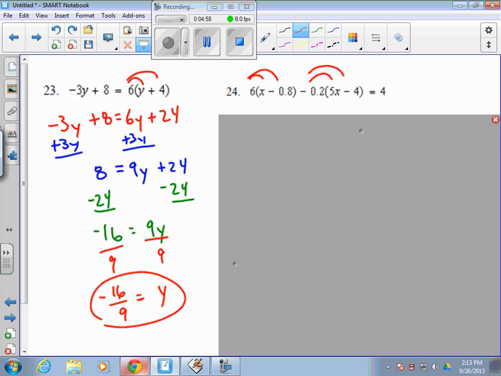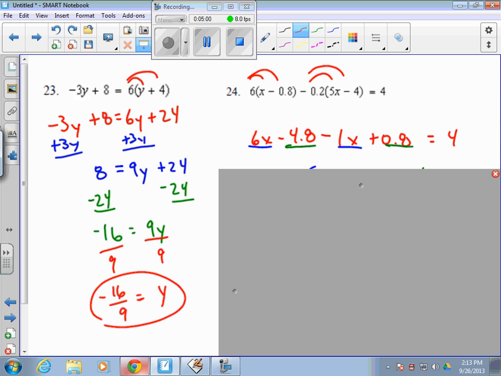Distribute 6 times x, you get 6x. 6 times negative 0.8, you get negative 4.8. Negative 0.2 times 5x, you get negative 1x. And negative 0.2 times negative 4 to get a positive 0.8 equals 4. Then combine 6x and negative 1x to get 5x, and negative 4.8 and positive 0.8 to get negative 4. So you have 5x minus 4 equals 4.